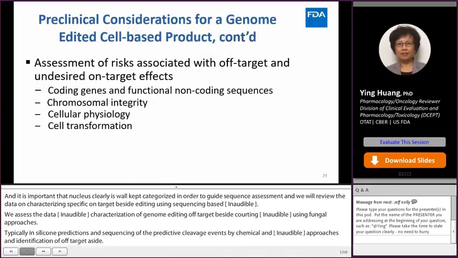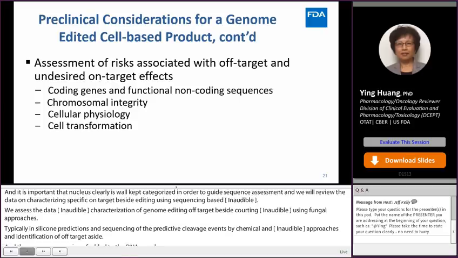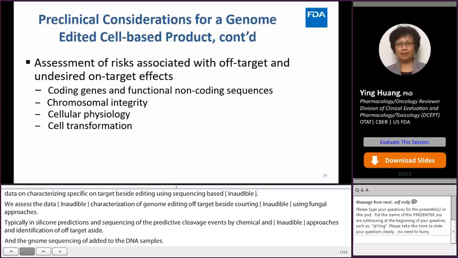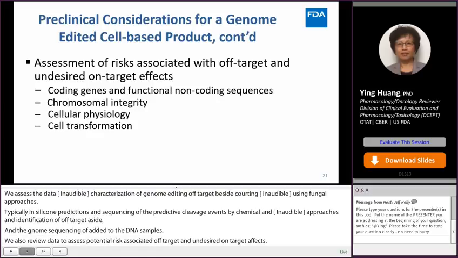We also review data to assess potential risks associated with off-target and undesired on-target effects. Particularly, this data should help assessing the impact on coding genes and functional non-coding sequences, chromosome integrity, cellular physiology, and cell transformation.